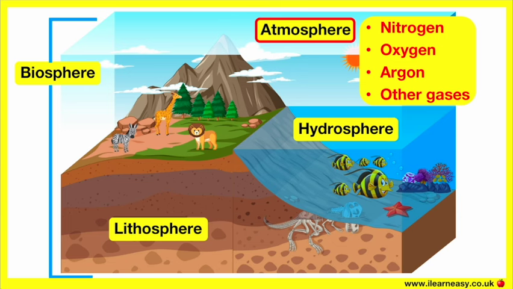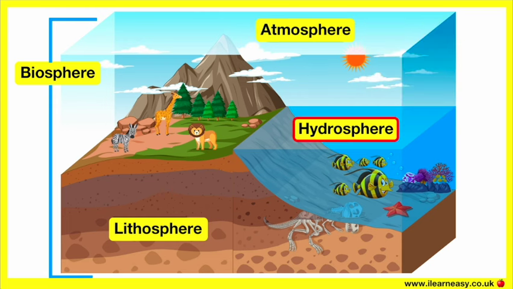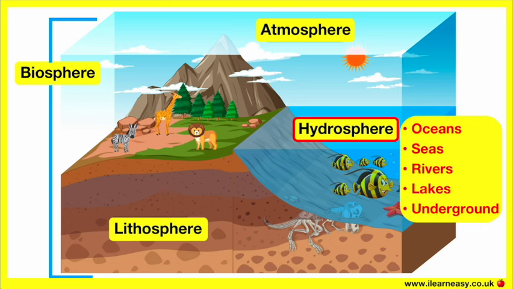The atmosphere itself can be further separated into five layers. These include the troposphere, stratosphere, mesosphere, thermosphere, and exosphere. Hydrosphere. The hydrosphere is the water sphere of Earth. Water covers about 71% of the Earth's surface. This includes all the water found on Earth's surface, including in oceans, seas, rivers, lakes, water underground, and even the water in the air. This water can be found in different forms, such as liquid, solid, or vapor.